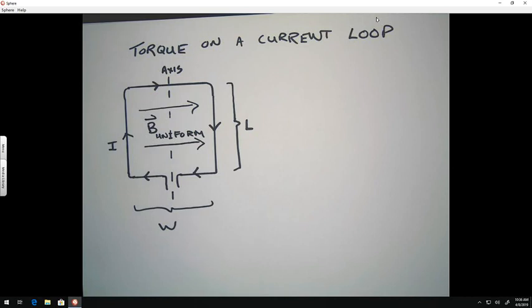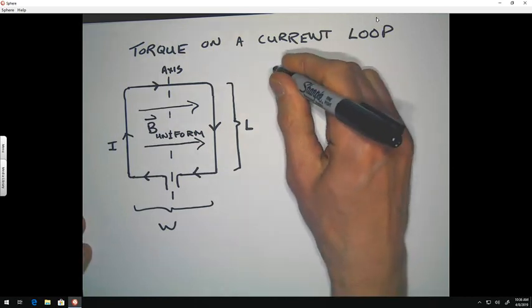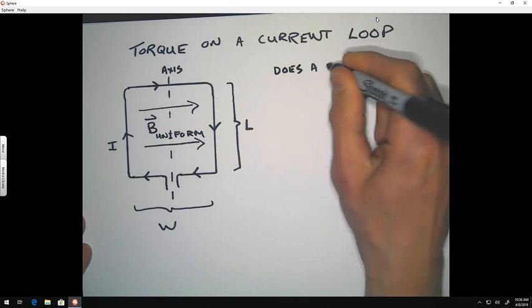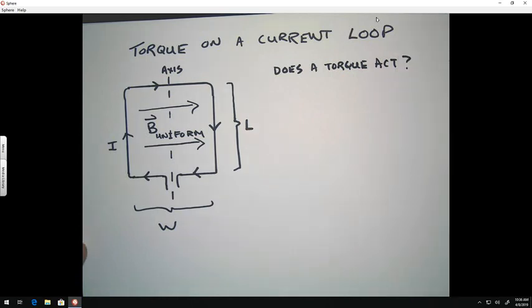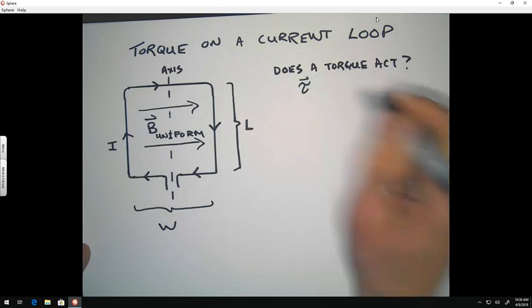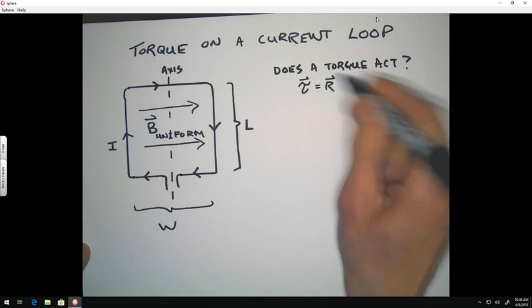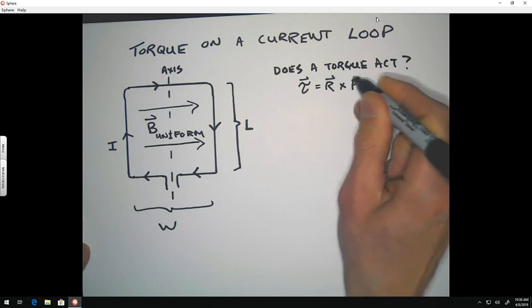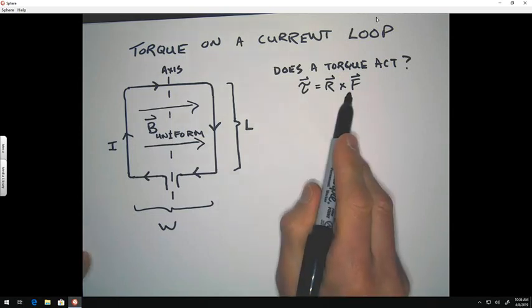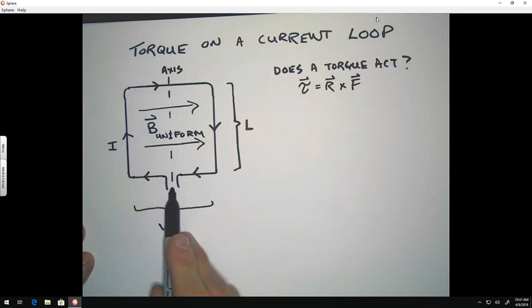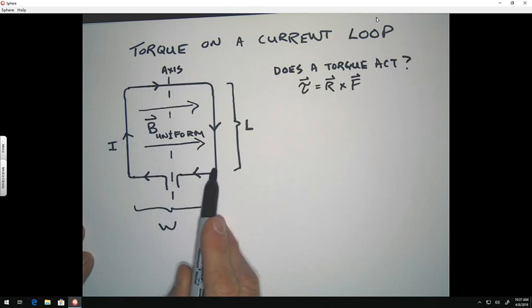Okay, so the first thing we want to do is ask the question, does a torque act? And so we have to remember the definition of torque. Torque is a vector, and it's a vector cross product of radius and force. And so what we're going to do now is take a look at that, and we're going to use the axis as the line that we start from when we measure the radius, and then we're going to see if there's any force acting on the segments of the wire that are separated by some distance.